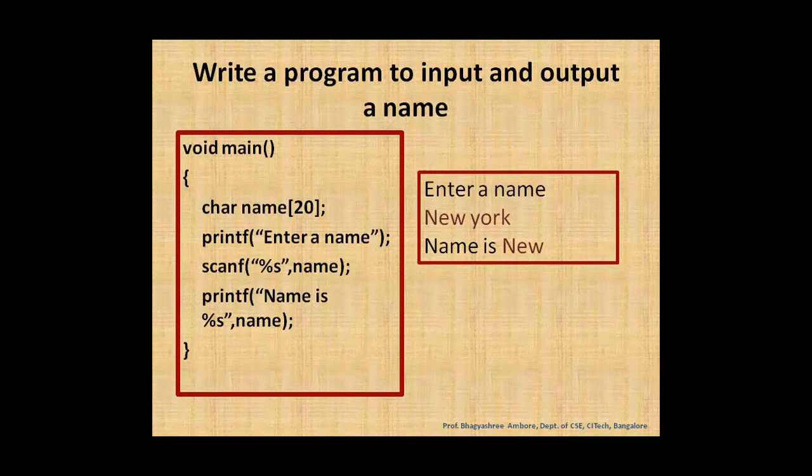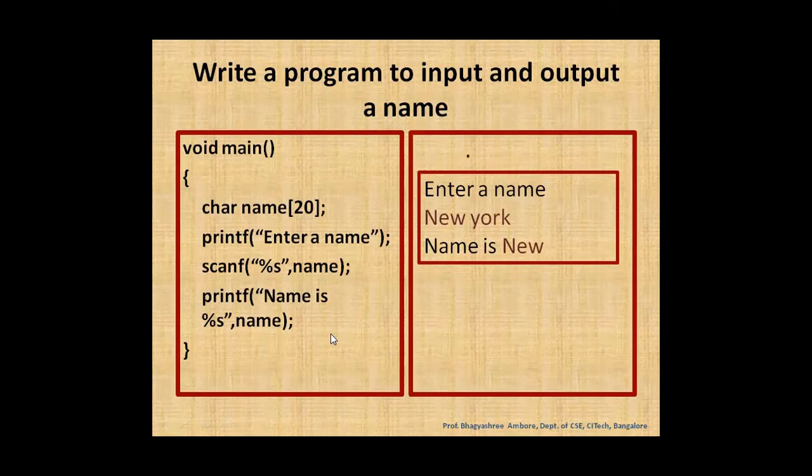Similarly, whenever scanf finds the first white space, it separates them as two different values. In this case also the same thing has happened: New space York. When it finds the space, it thinks that you have entered two values. So it scans only the first value, reads it into name, and prints the name. So I hope this is clear.